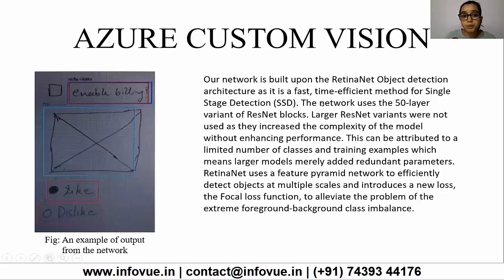This can be attributed to a limited number of classes and training examples, which means larger models merely added redundant parameters. RetinaNet uses a feature pyramid network to efficiently detect objects at multiple scales and introduces a new loss, the focal loss function, to alleviate the problem of the extreme foreground-background class imbalance.